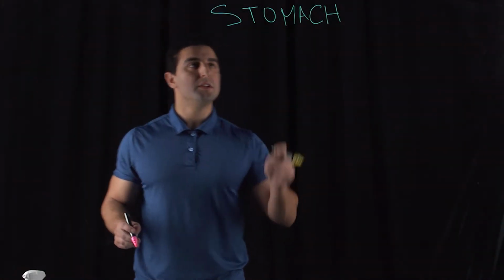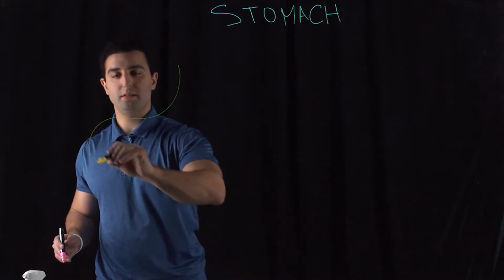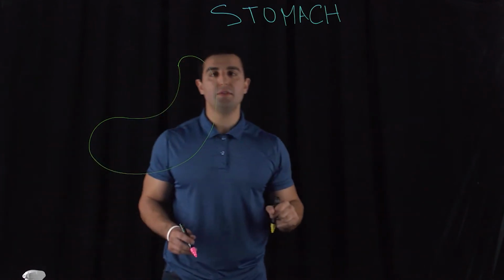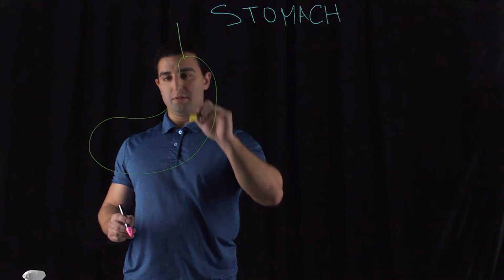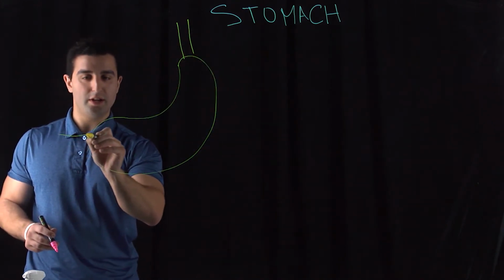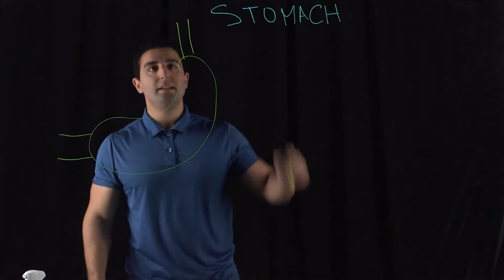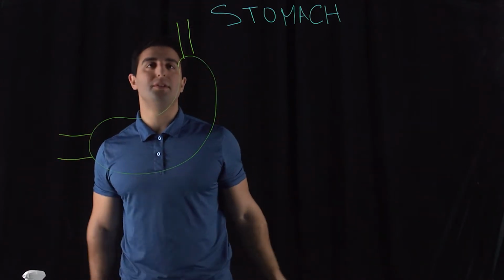All right, now we're going to look at the stomach. So if I draw this stomach here, this J-shaped curvature located on the left side of your body, okay? What does it look like? It looks like a cashew, a giant cashew, all right? And it's connected via the esophagus and the small intestine, right?